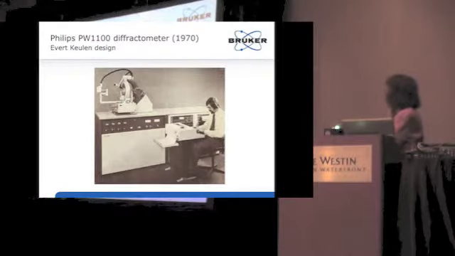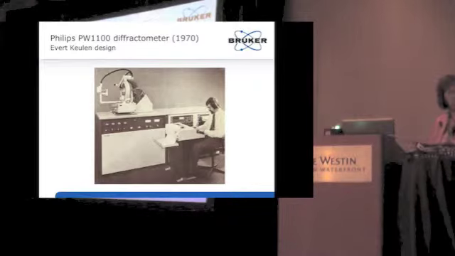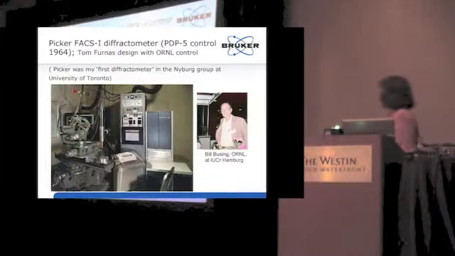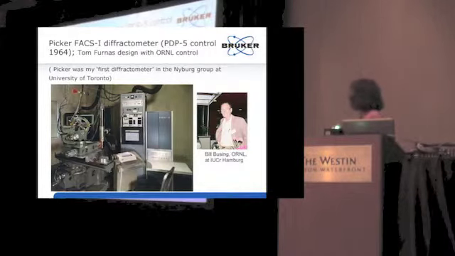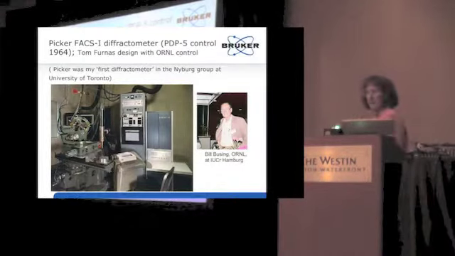The Dutch Philips PW1100. I don't have a picture of the pale red, and it would be nice to have that from Norelco. And then here's the picture from a recent ACA newsletter, in the article written by Bill Busing, talking about the automation that Oak Ridge did of the early pickers. And here it was controlled by a PP5.